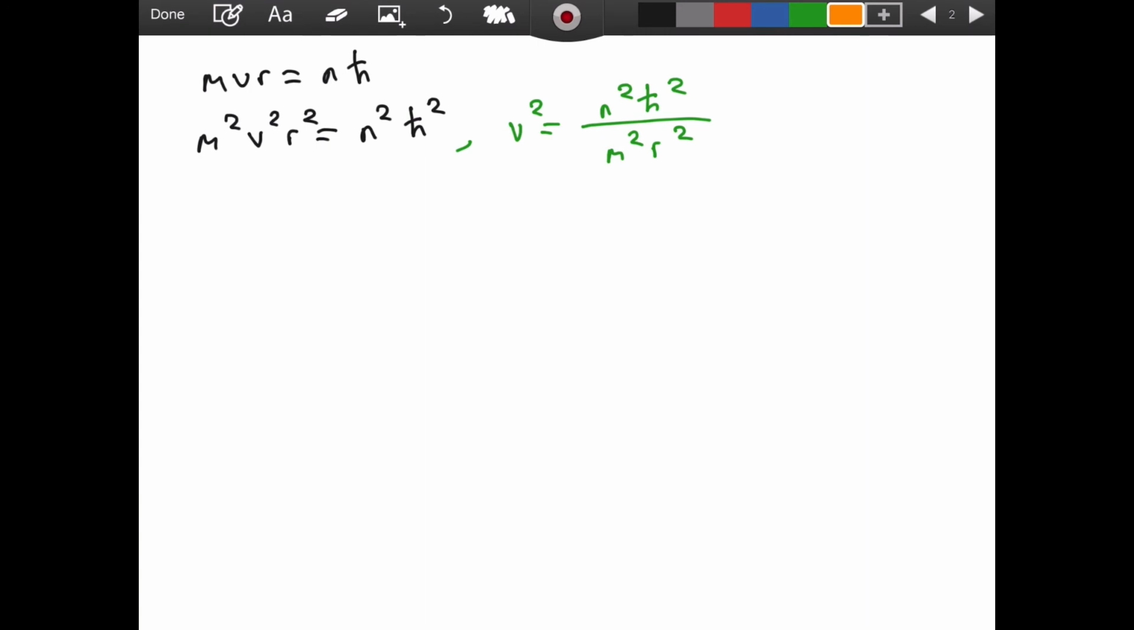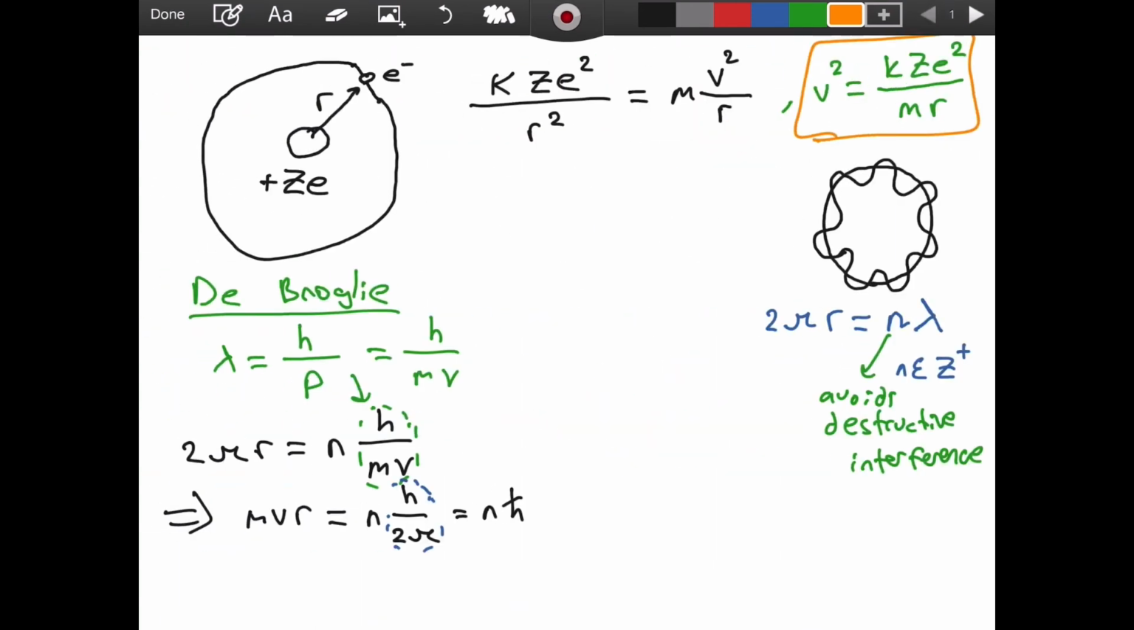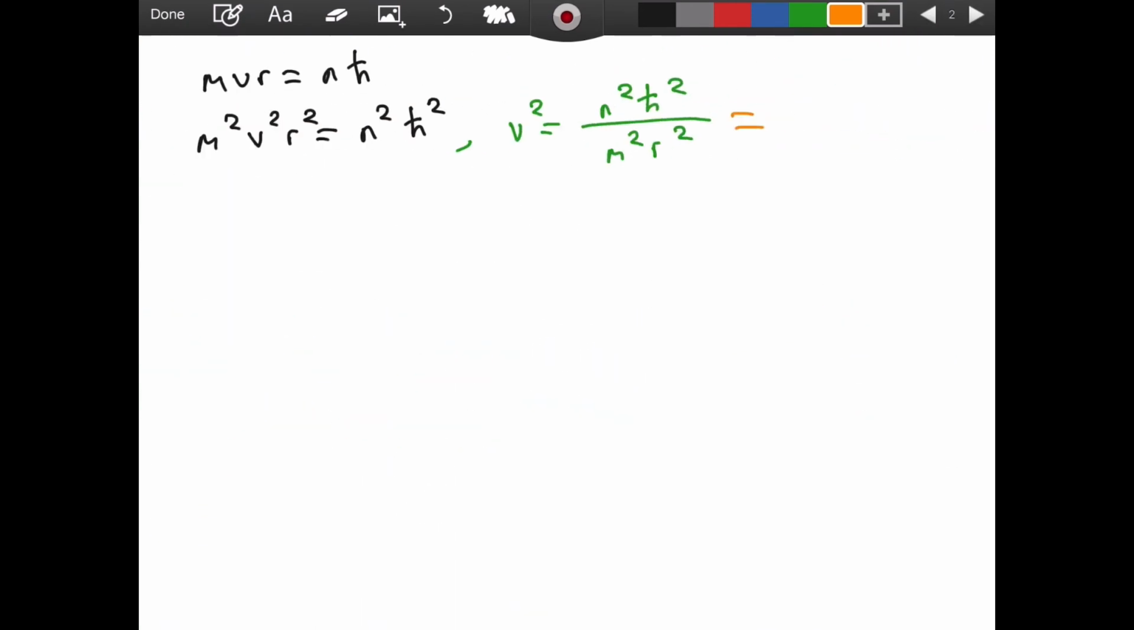And if we do that, we will get v. So we have this formula, and it is also equal to the formula that we derived at the beginning, which is k z e squared divided by mass times the radius. Alright, and now look at this. We have r, and anything else is just constant. Mass is constant, Planck's constant is constant, and k, z, e, everything is constant. Just r is left, so we can solve for the radius of the orbit.